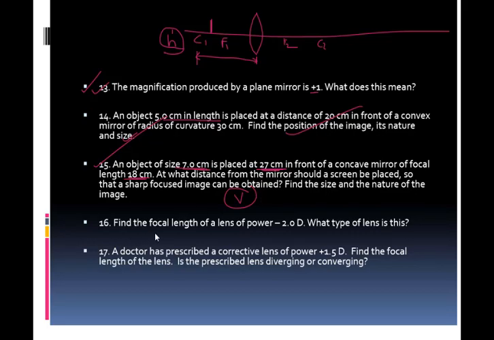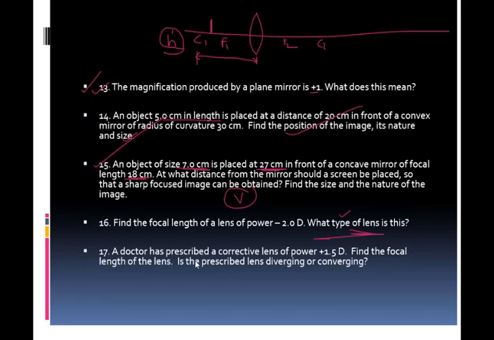Okay. So find the focal length of a lens of power minus 2 diopter. What type of lens is this? To find the type of lens, you need to find the focal length. Power is given. Power equals 1 by focal length. From there you can calculate the focus, and you can find out whether this is a concave or convex lens.